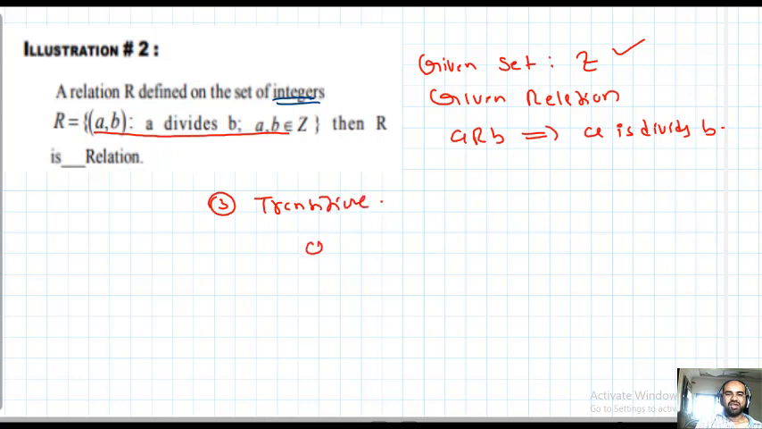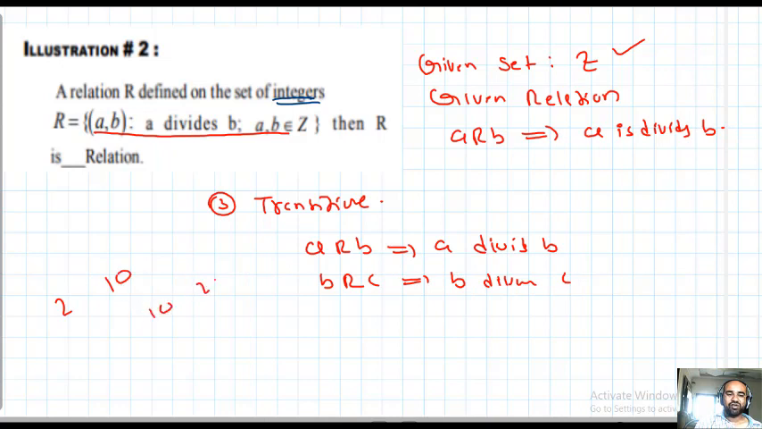A related to B means what? A divides B. B related to C means what? B divides C. See, 2 divides 10, 10 divides 20. What is the meaning of that? 2 divides 20 only.